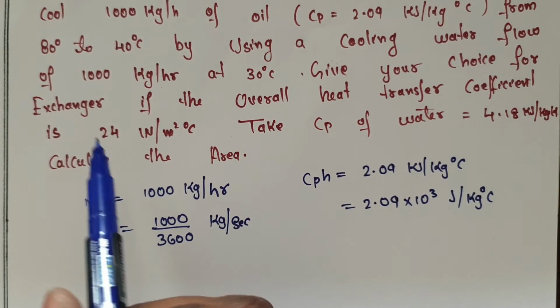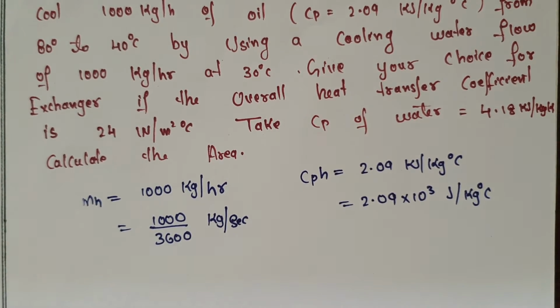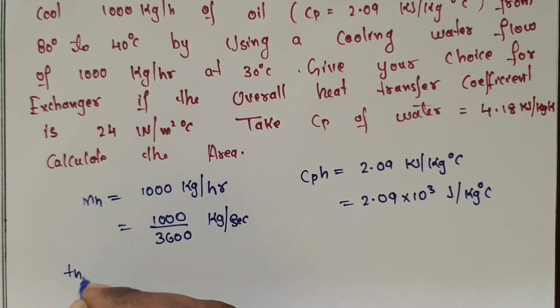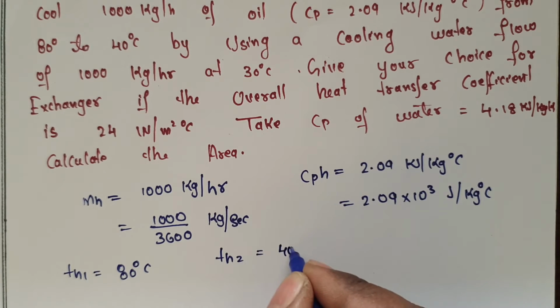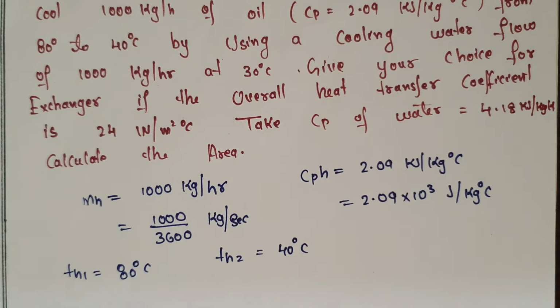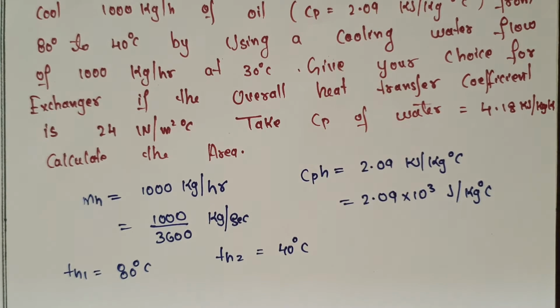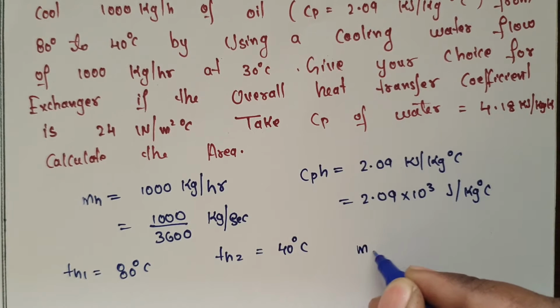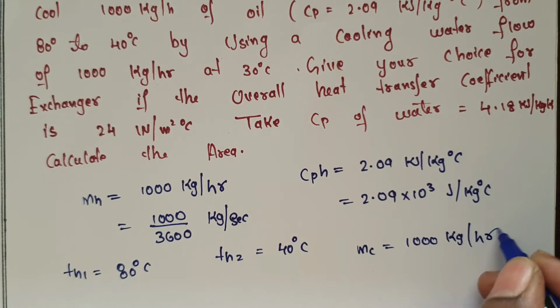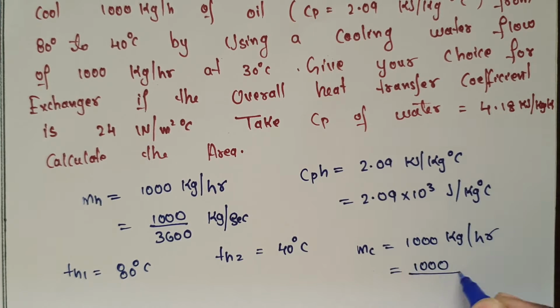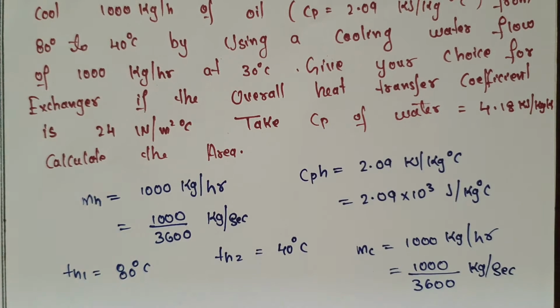After that, from a temperature of 80 to 40, as you can see, the temperature is decreasing. So the first one is known as TH1, which is 80 degrees centigrade, and TH2 is 40 degrees centigrade. Using a cooling water flow, the mass of cool water is also 1000 kg per hour. So here also you have to do 1000 divided by 3600, and this will become kg per second.